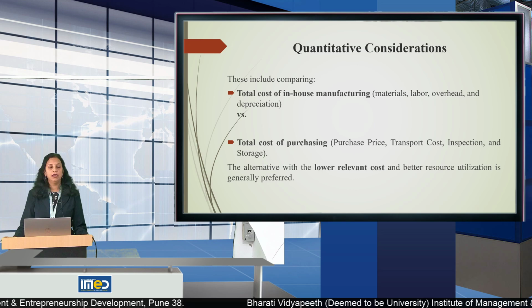Then, if you buy the product from outside, what does the company have to consider? Total cost of purchasing, that is purchase price, transportation cost, inspection cost, storage, etc. So, the alternative with the lower relevant cost and better resource utilization is generally preferred.